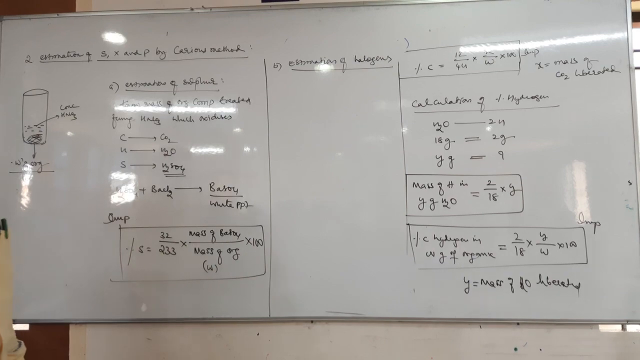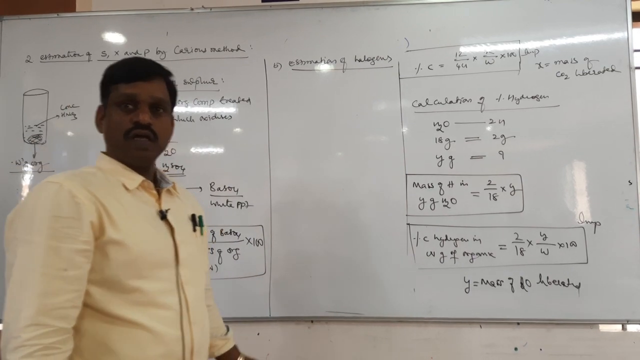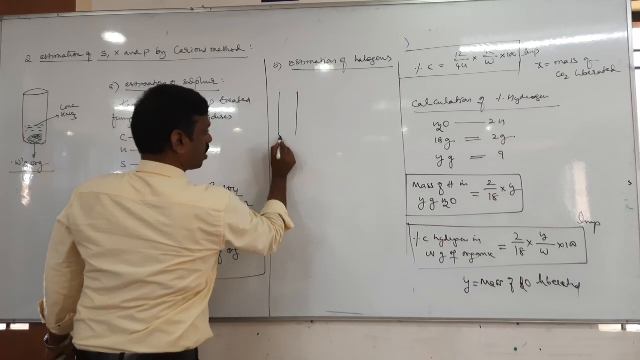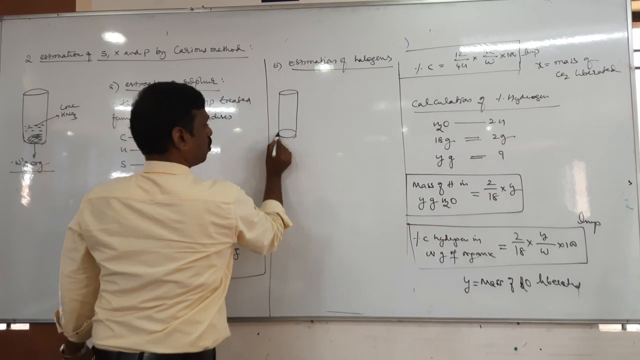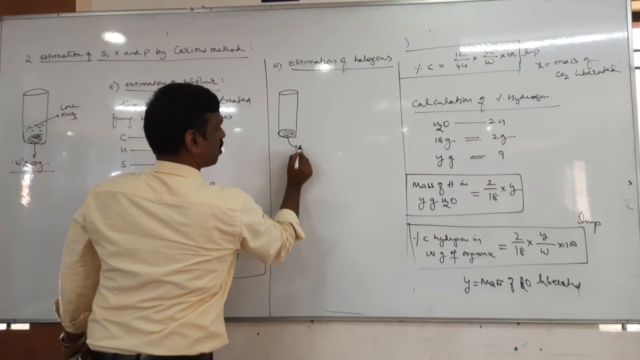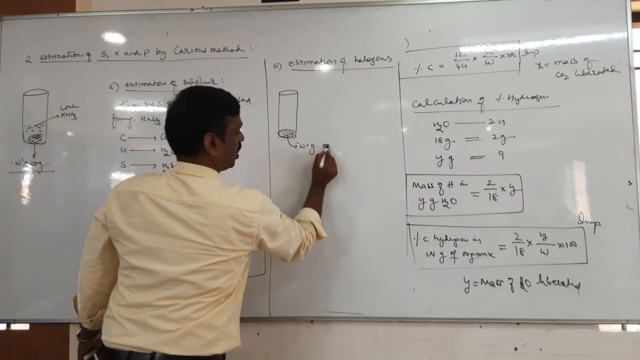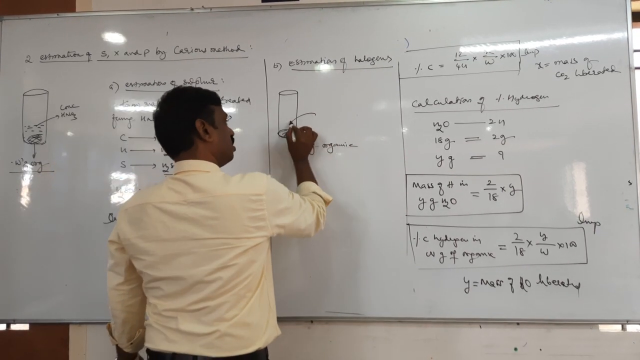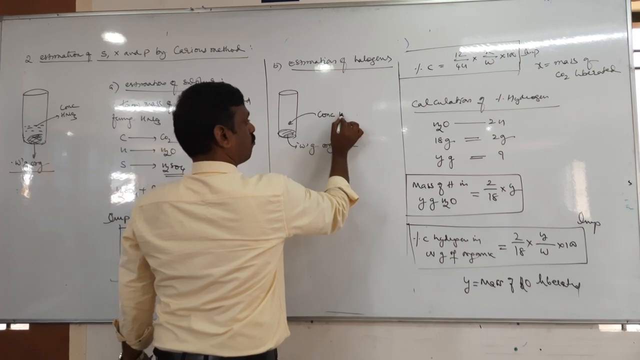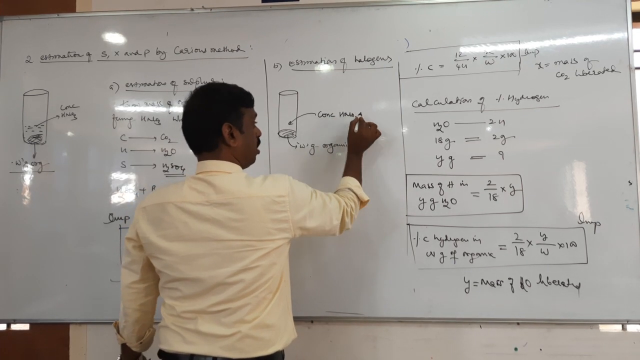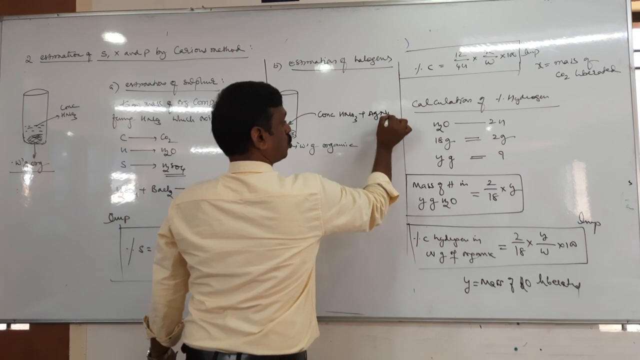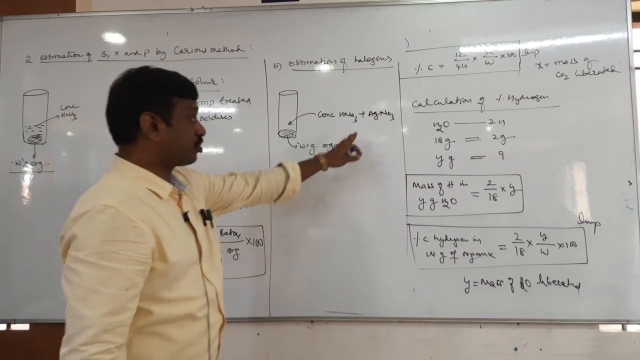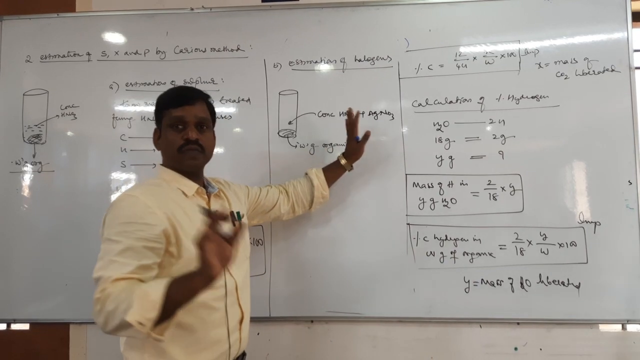Okay, next is estimation of halogens by Carius method. In the estimation of halogen by Carius method, a known mass of organic compound, let us take W gram, is taken in a Carius tube, and it is treated with concentrated nitric acid or fuming nitric acid, but in presence of silver nitrate solution. In estimation of halogen, we add extra AgNO3. I'll tell you why. Okay.